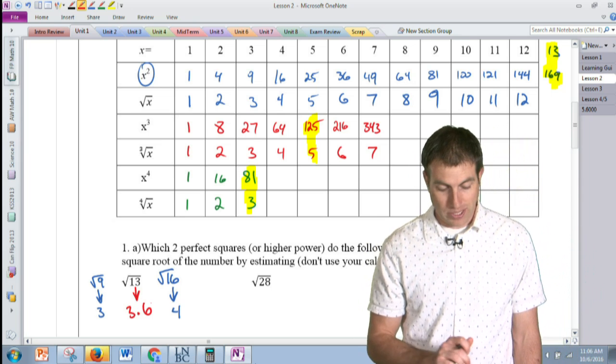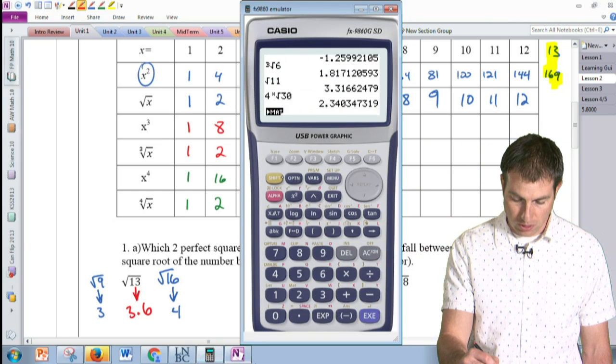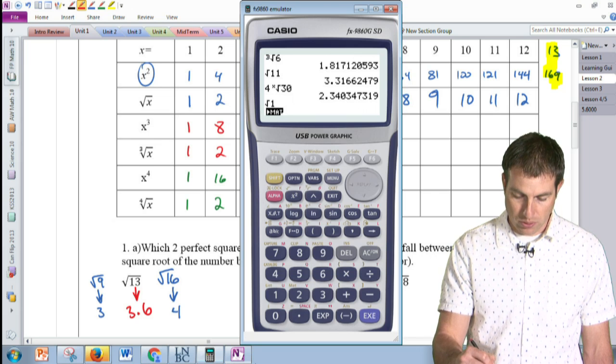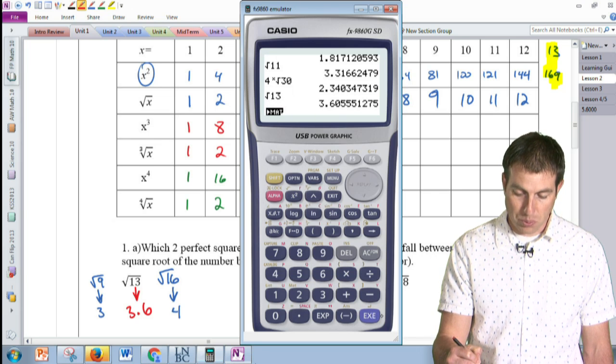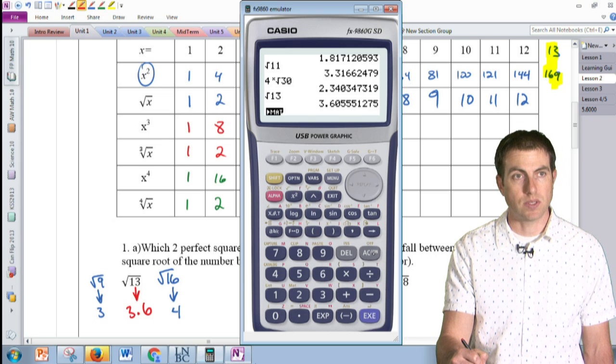If I want to really check in my calculator, if I'm really interested to figure out what it is, square root of 13 is 3.6055. So my estimation was pretty good, 3.6.